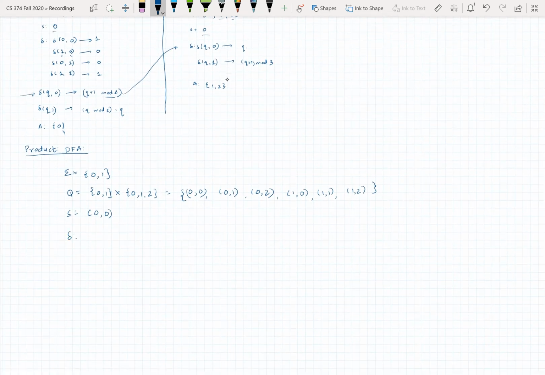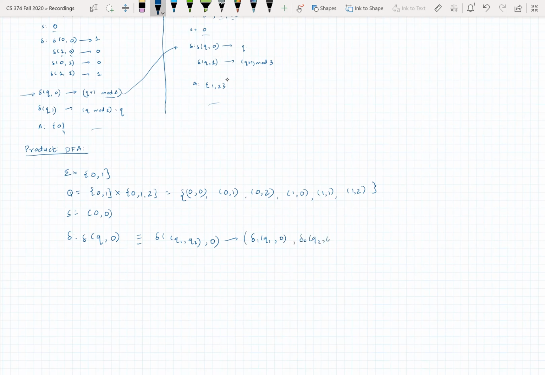Transition function delta is Q on 0. Delta of Q on 0. What does it go to? So Q over here is now Q1, Q2, right? So Q1, Q2 on 0. This is equivalent to delta of Q1, Q2 on 0. So what did we write in product construction? It is going to just copy the transition functions of the component DFAs, right? So this is delta 1 Q1, 0 and delta 2 Q2, 0.